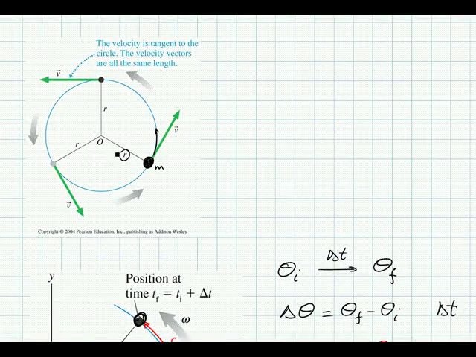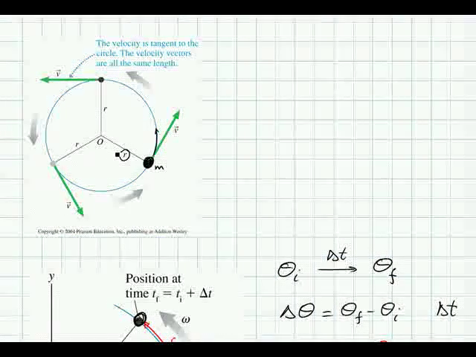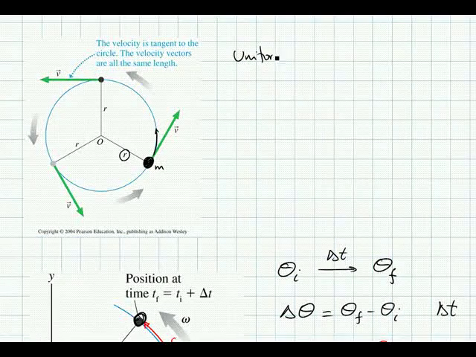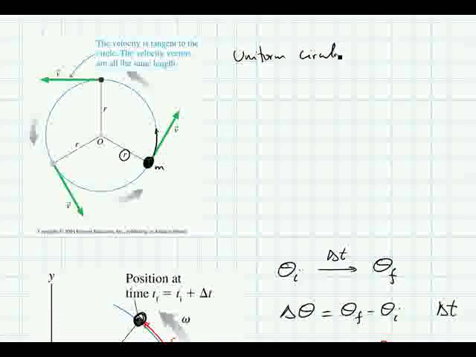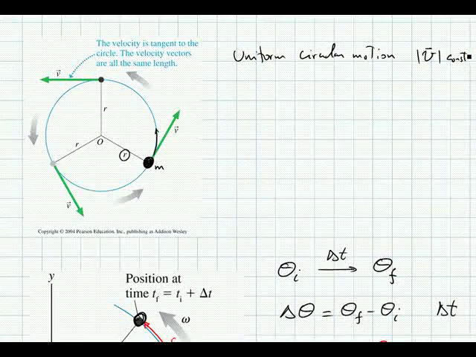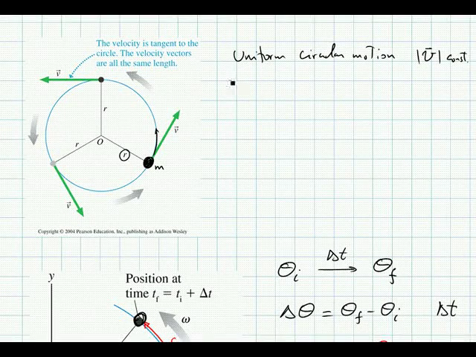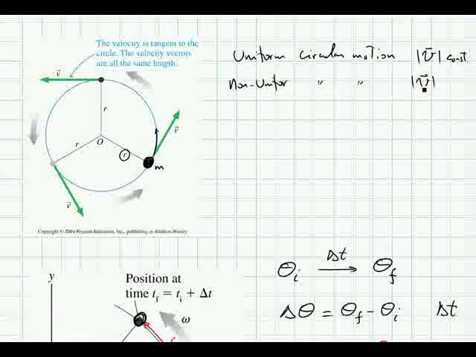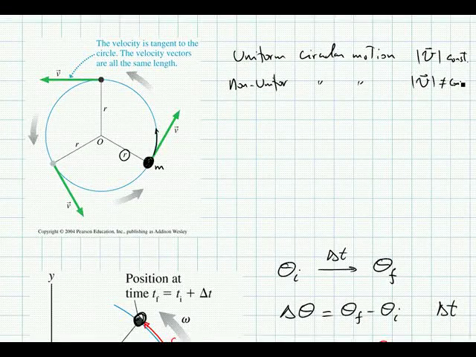i.e. if the velocity vectors have the same length, then we say that we have a uniform circular motion. So uniform circular motion is when the magnitude of the velocity is constant, and it's a non-uniform circular motion when the magnitude of the velocity is not constant, i.e. the speed by which the object moves around the circle changes.